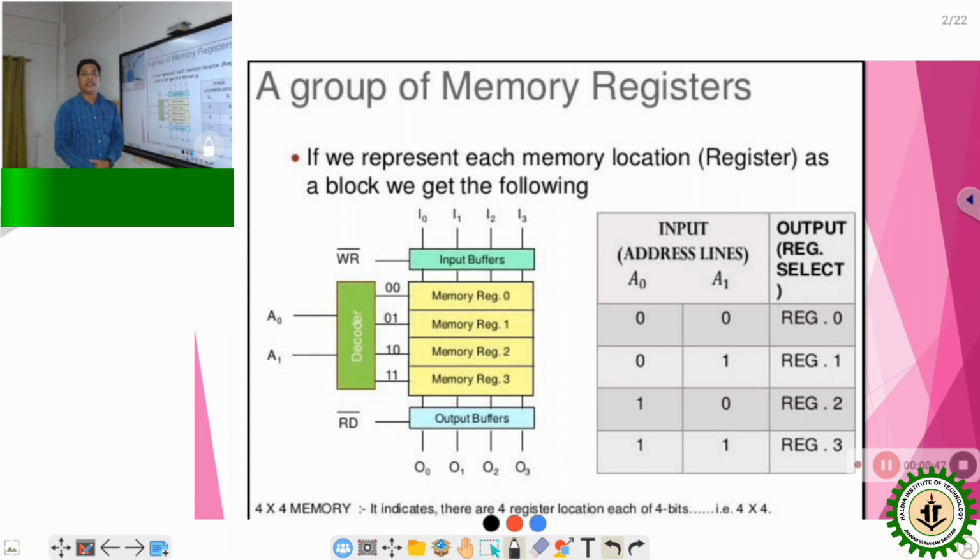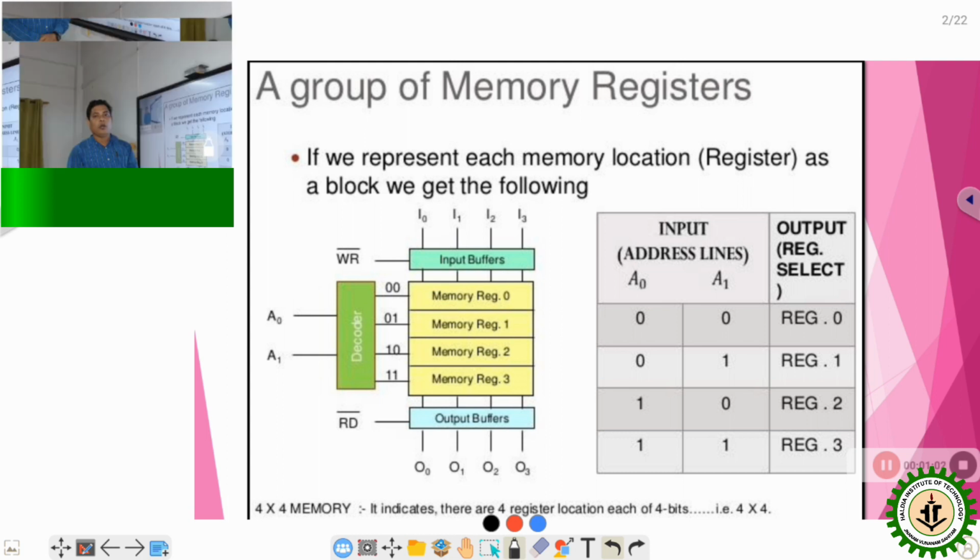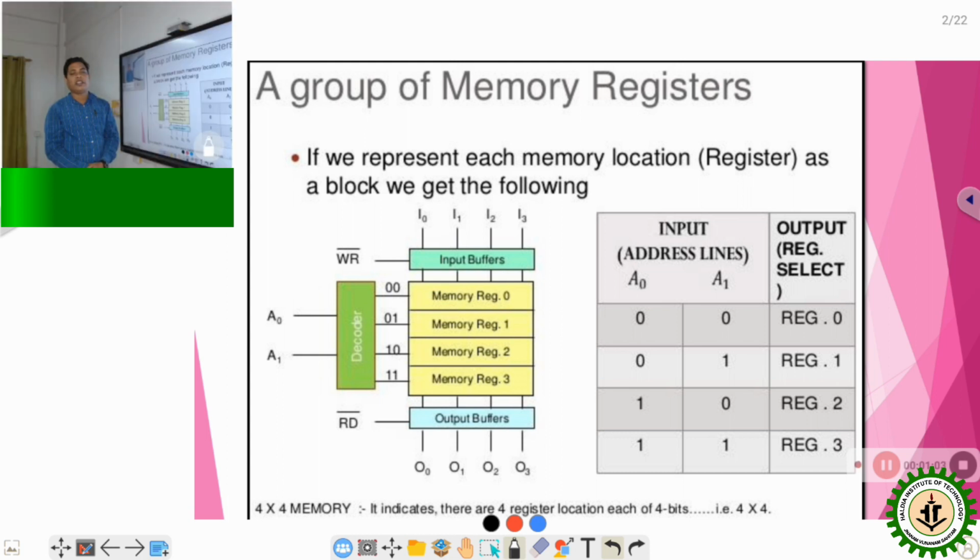Address lines are basically required to address the particular memory element. Data lines are required to transfer the data to or from the memory, and control lines are required to distinguish the operation, like read operation or write operation, etc.